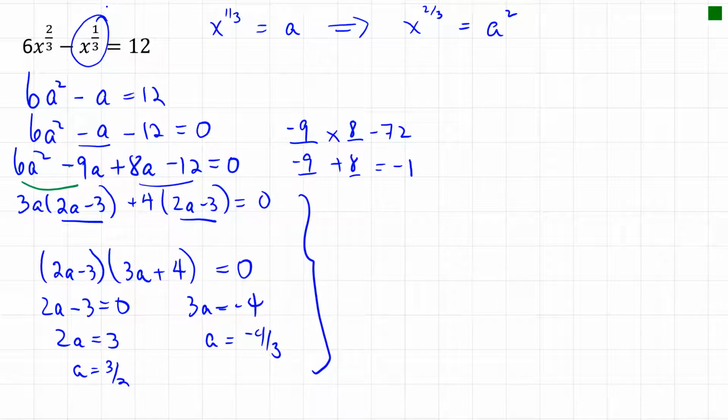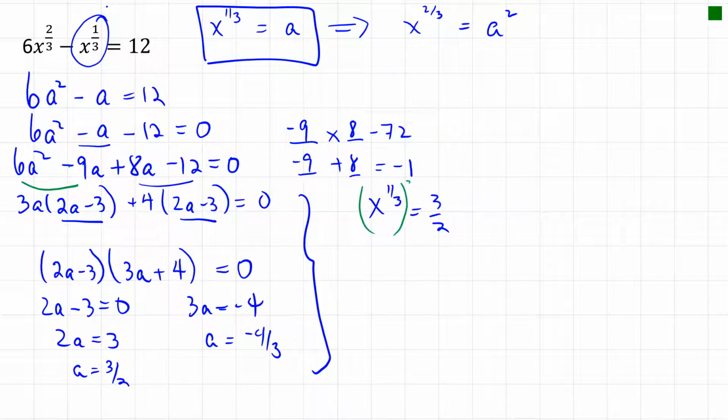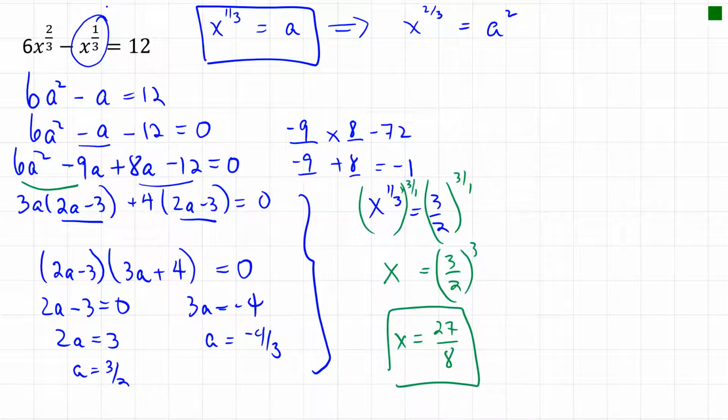Now, a was only temporary. So a, remember, was equal to x to the 1/3. So x to the 1/3 equals 3/2. Now to get rid of that 1/3, I am going to raise it to the power of 3 over 1. And what I do to one side, I do to the other. So multiplying these two exponents, I get just x, and on the right side, I get 3 over 2 cubed, which is 3 times 3 times 3 is 27. 2 cubed is 8. So my answer, one answer is 27 over 8.